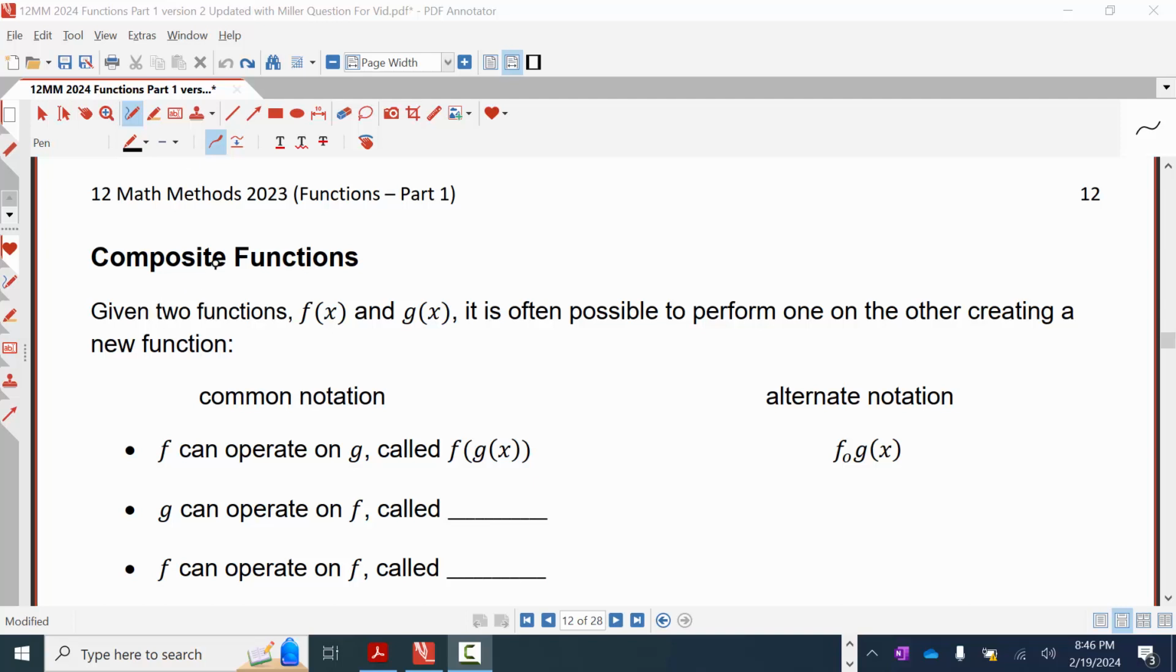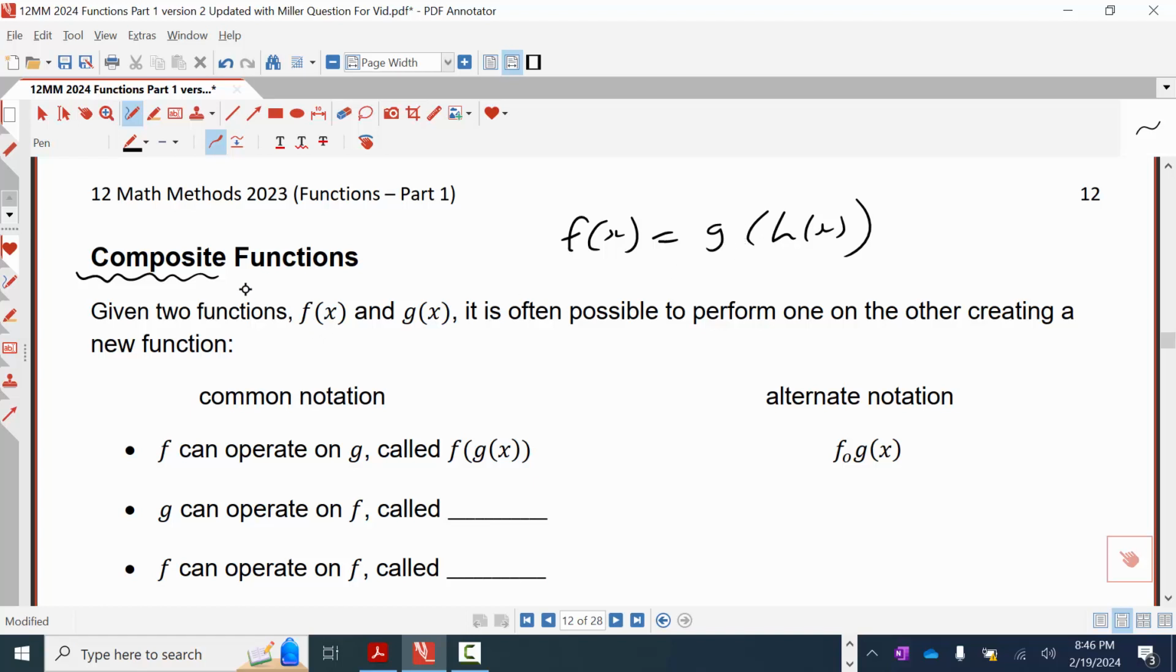In this video, what I'll be doing is reviewing composite functions. We've seen composite functions when we've used the chain rule in calculus. So remember, if we've got a function, say f of x equals g of h of x, then what we've got here is an inside function and an outside function. What we were doing was substituting the inside function and then getting our derivative.